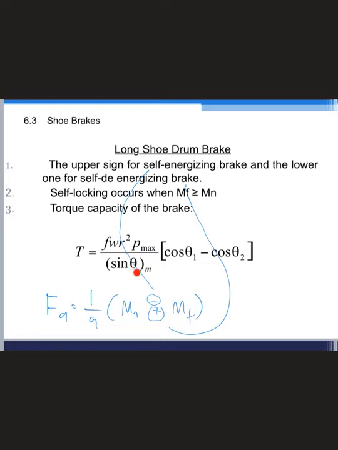And then we have sine theta m, which is with respect to the theta 2 value. If theta 2 is more than 90 degrees, we assume sine theta m as 1. But if the value of theta 2 is less than or the same as 90 degrees, we assume sine theta m as theta 2.